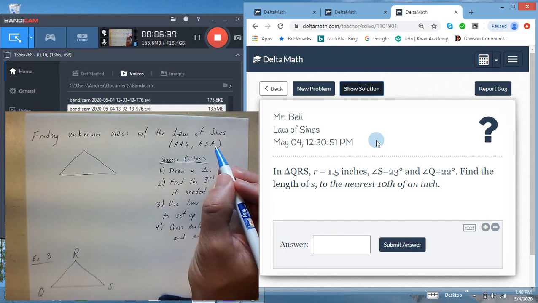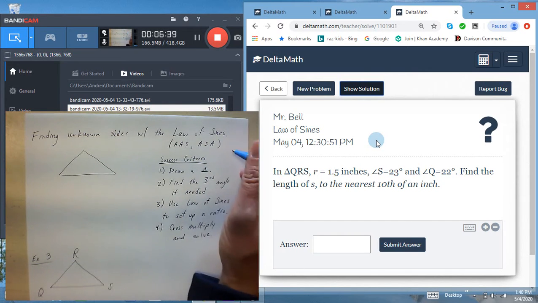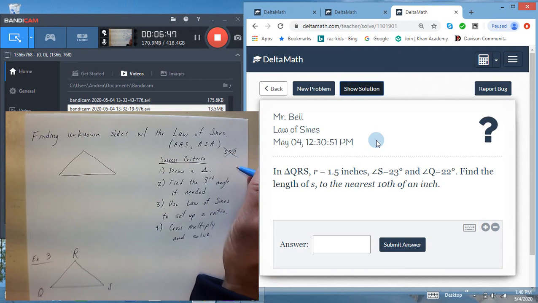All right, there's also what's called the ambiguous case, which is two sides and an angle, but we're not going to address that. We're going to leave that out in our distance learning, okay? So we're going to focus on these two.